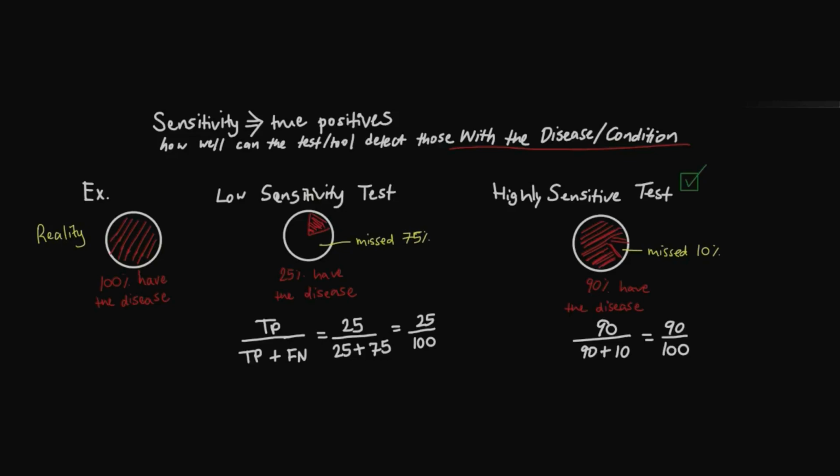So to quickly summarize, sensitivity is going to be your true positive rate. In other words, what percentage of people tested positive and in reality also have the disease. If the sensitivity is low, you're going to have a lot of false negatives, meaning you're going to miss a lot of cases. So we want the sensitivity rate to be as high as possible.